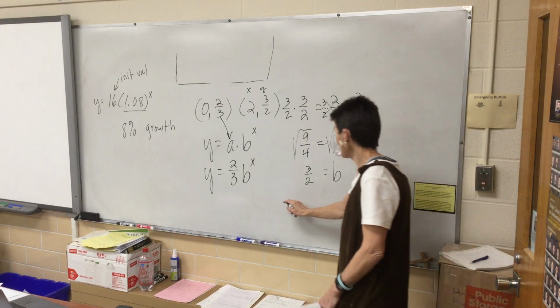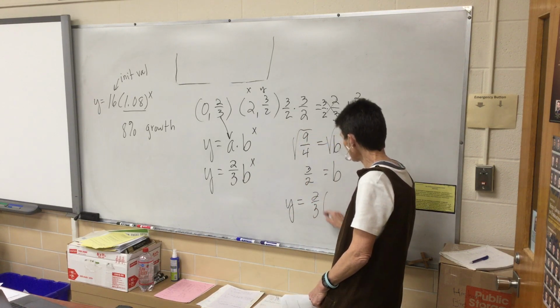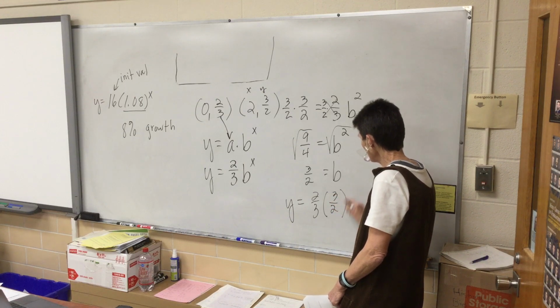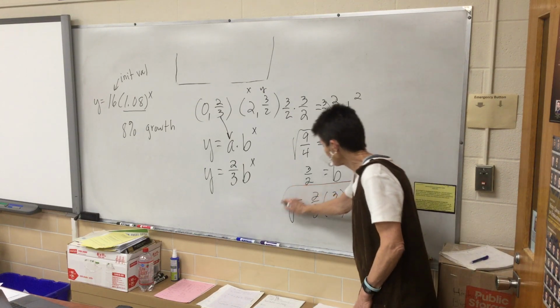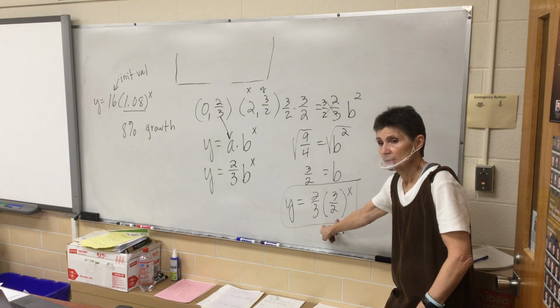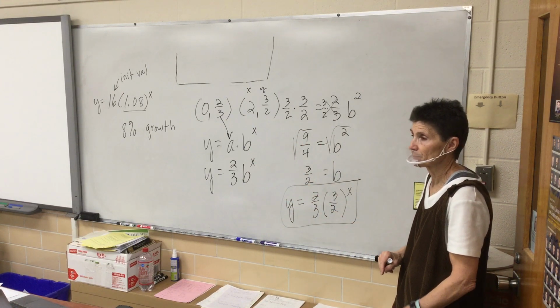So my answer is y equals 2/3. That was the original number. And 3/2 to the x. Never multiply those. A and B are two separate things.